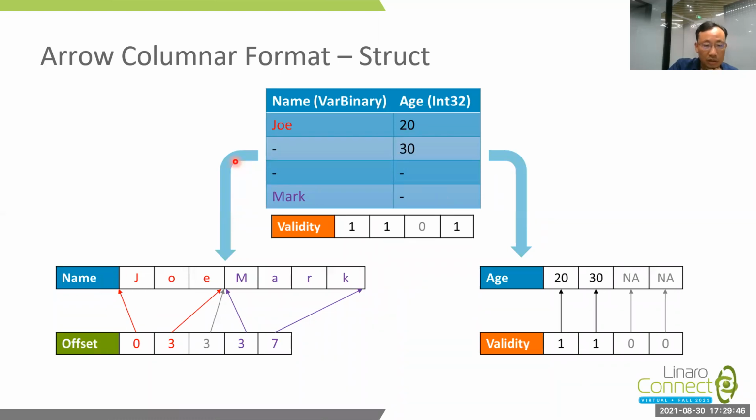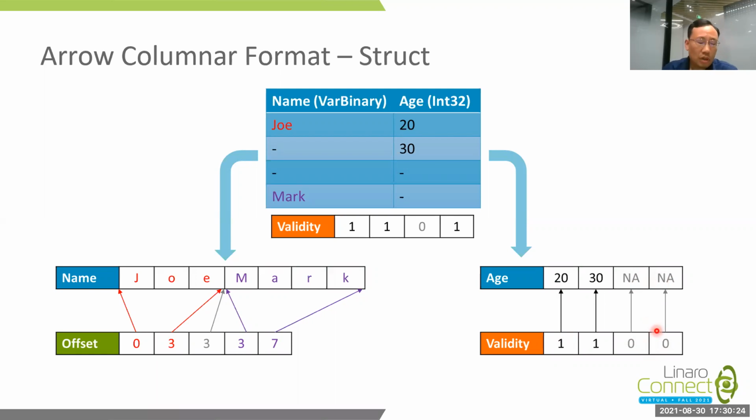The name buffer is the variable size array. It has Jew, Mark stored, the characters stored continuously, and they use offsets, like the last page introduced, to slice the corresponding subarrays. And for the age, there's a fixed size, so it's easy: just fill in the values, and the missing values are filled with any padding values, and a validity bitmap is used to indicate that the last 2 values are missing.